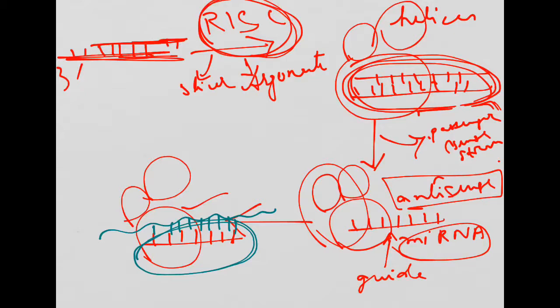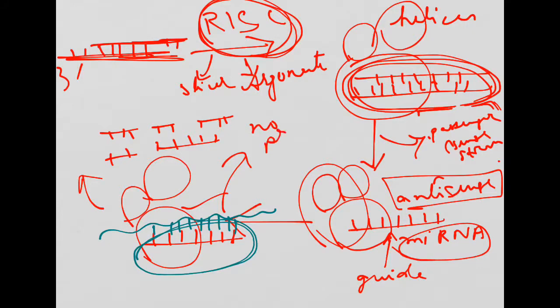Okay, so this will ultimately result in degradation or cleavage of the mRNA molecule, or it might also repress the translational process, because of which no protein will be formed from this mRNA molecule. No protein is formed. As a result, it will cause gene silencing.